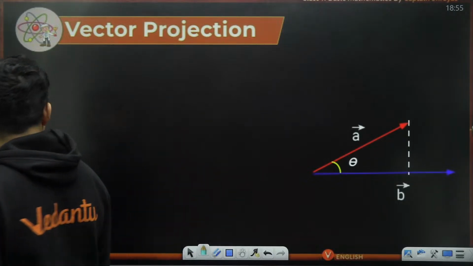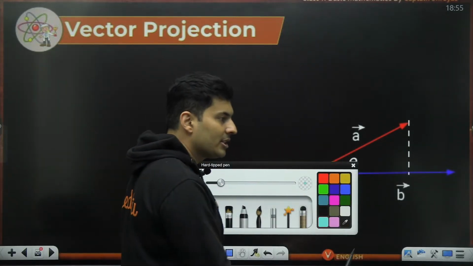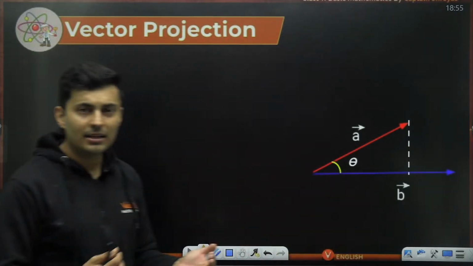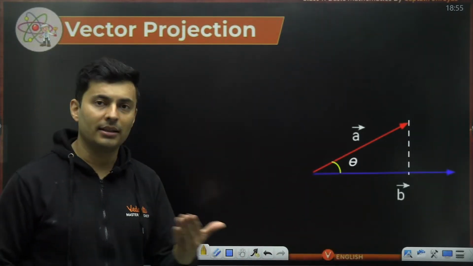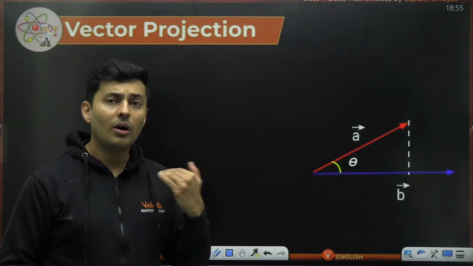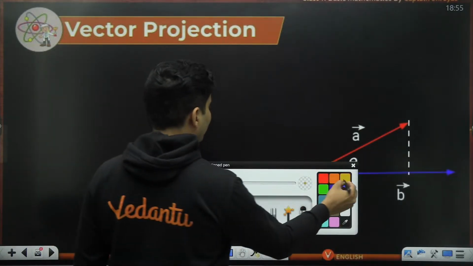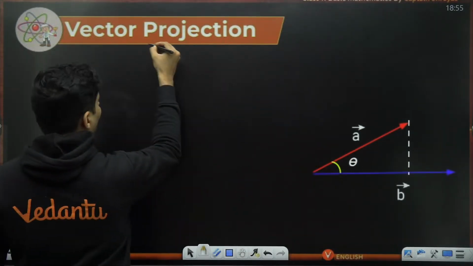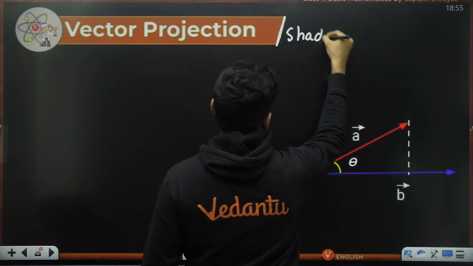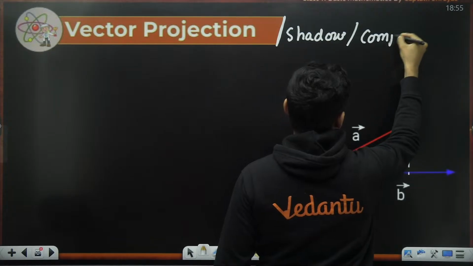Vector projection. This is also a very important application of dot product. Vector projection means finding the projection of a vector on another vector, or finding the shadow of a vector on another vector, or finding the component of a vector on another vector.